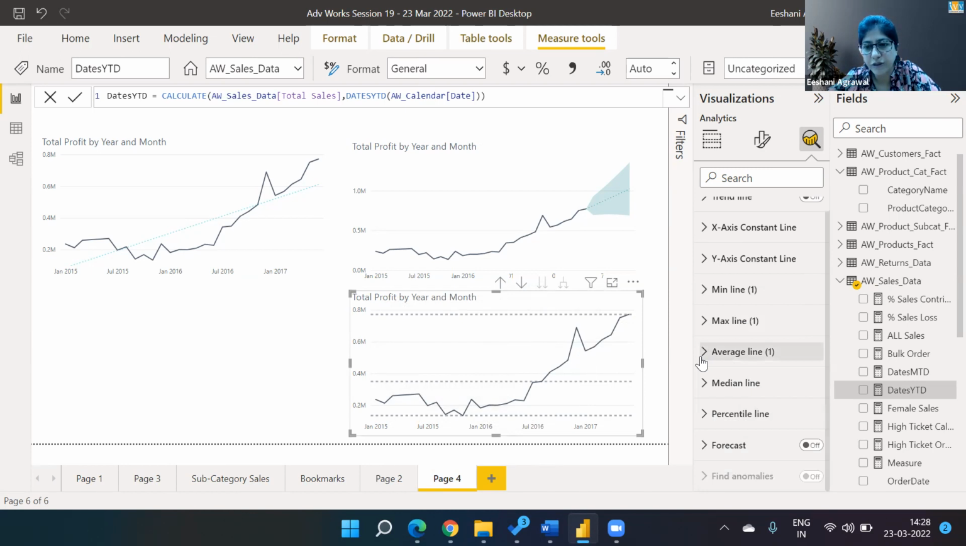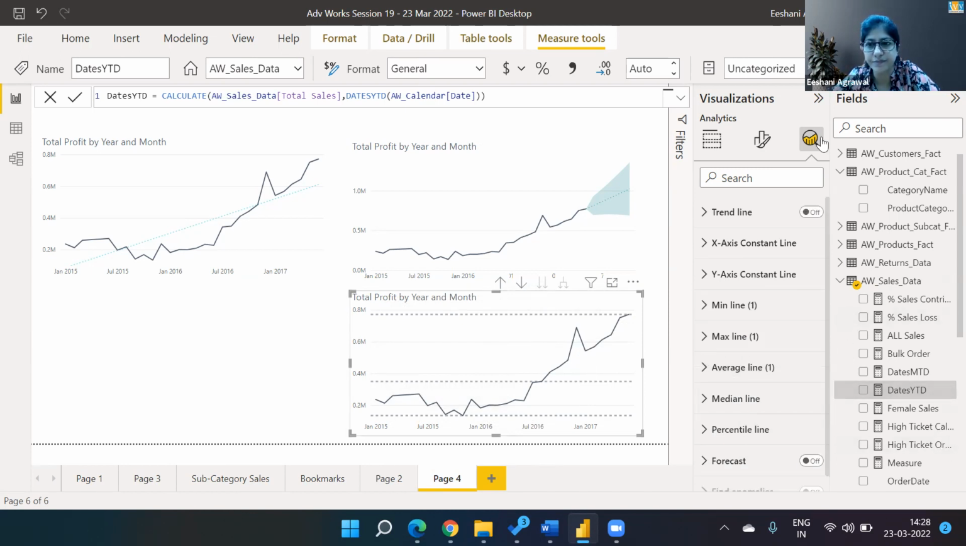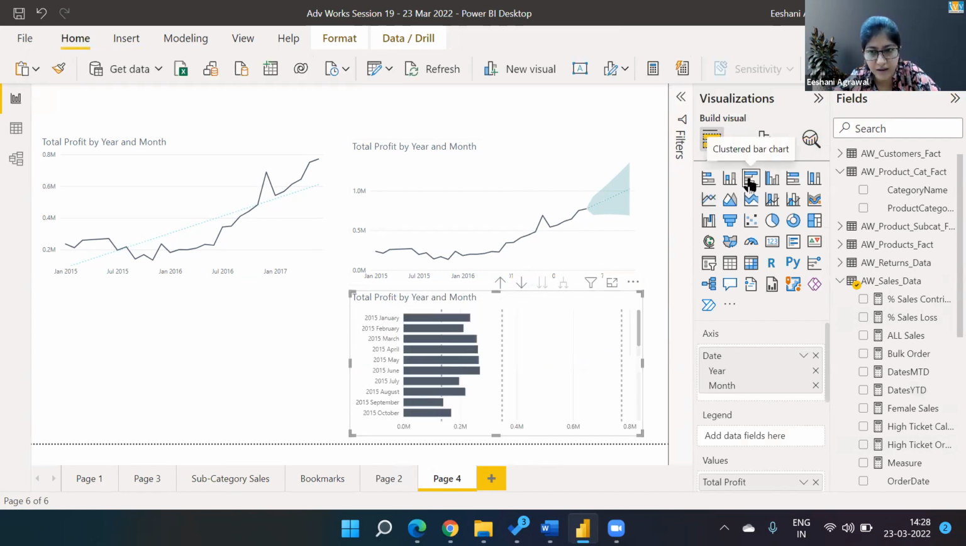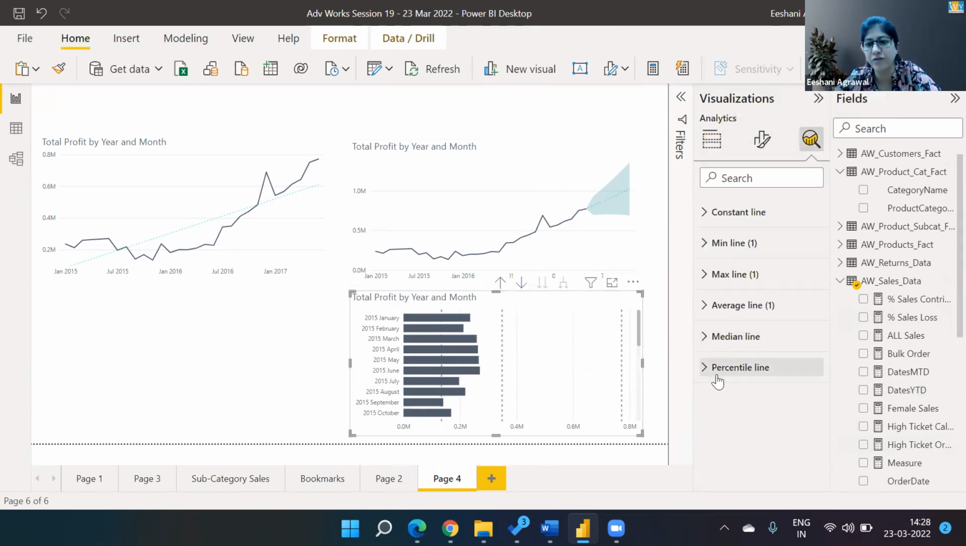So that's pretty much what you're doing over here in the axis. Like I said, it may be a line chart, or you could have created a bar chart also. In a bar chart also you can have these lines: averages, min and max, median lines, and a constant line. Any questions around this?